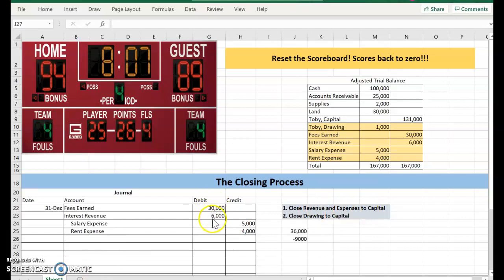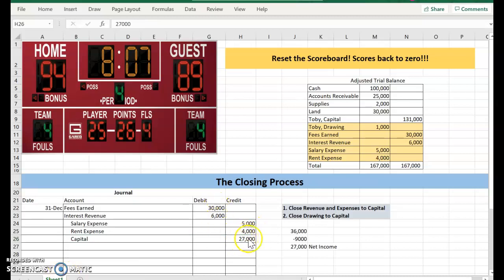So if I add up my debits right now, I have $36,000 in debits and I have $9,000 in credits. So what this means is I have $36,000 in revenue and $9,000 in expenses, and the difference is net income of $27,000, which is what I'm trying to transfer to capital. So I need to see if I need a debit or a credit. My debits are 36. I need my credits to also be 36. So I put it on the credit side, and now my debits equal my credits.